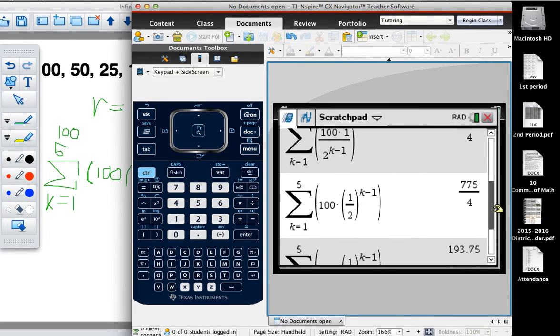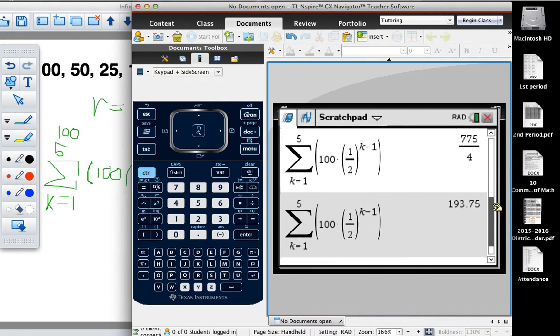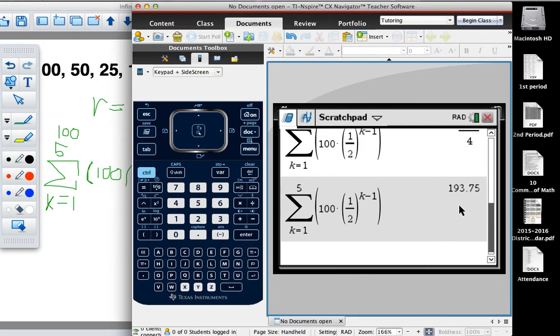All right, so let's see. We had 775 over 4, and that's kind of a nice number, but if I'm comparing it to the first 100 terms, I would like to have a decimal.